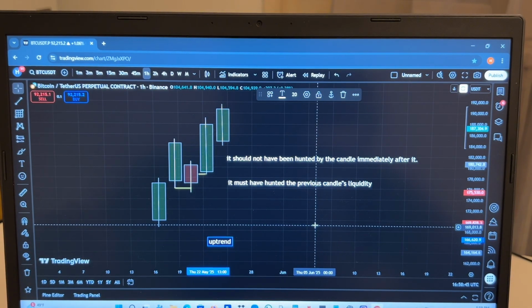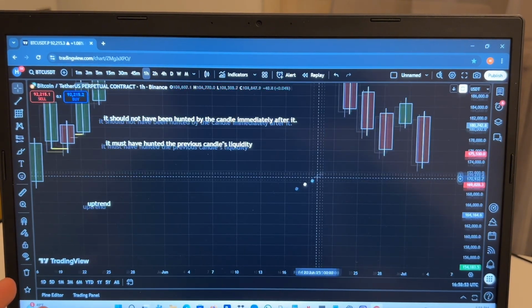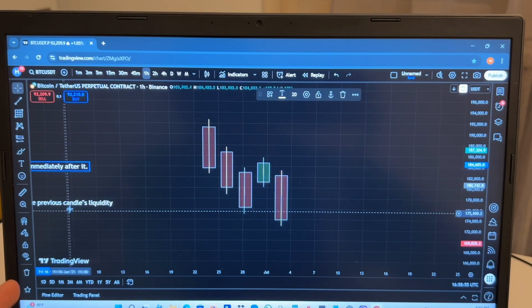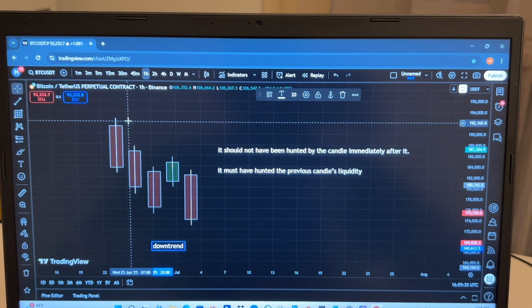Okay, so this is going to be the same for the downtrend version as well. Same logic. So let's say a small green candle inside a sequence of red candles can be a hidden bearish OB as long as it did not get hunted and did hunt the previous candle's liquidity. So this is in a downtrend scenario.